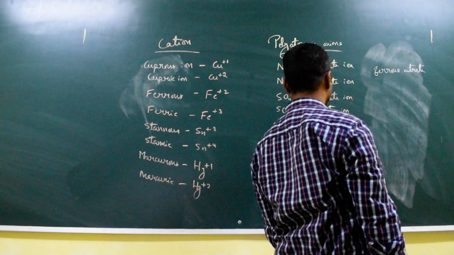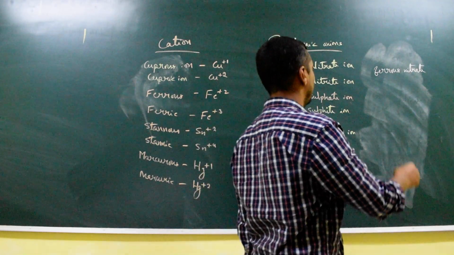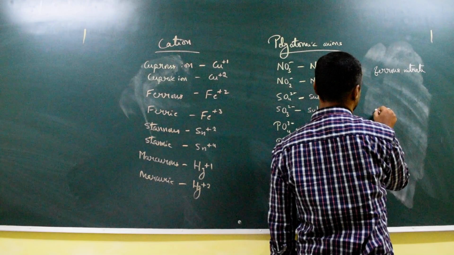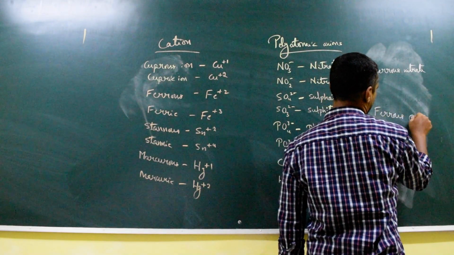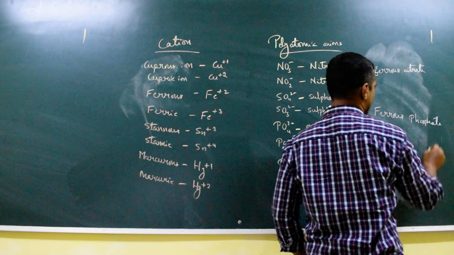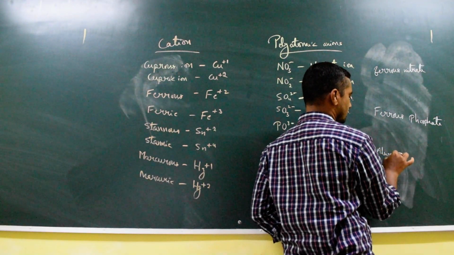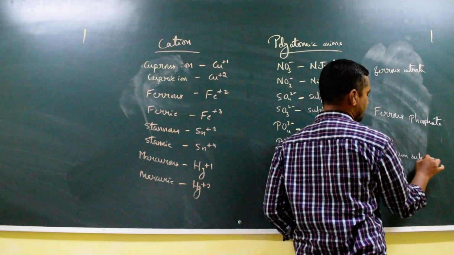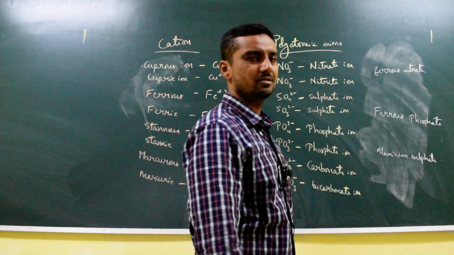If it is ferrous nitrate, we'll write the formula for the ferrous nitrate, ferrous phosphate, and aluminium sulfate.